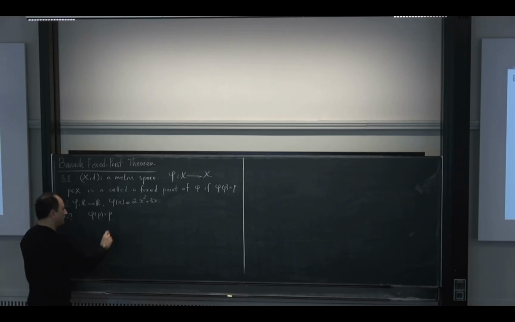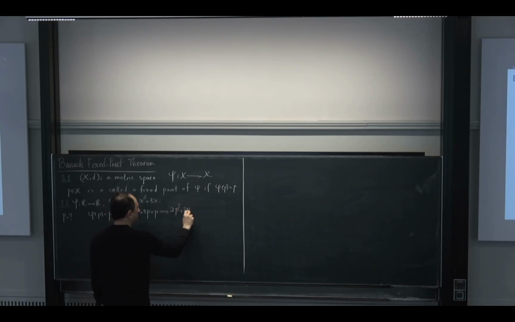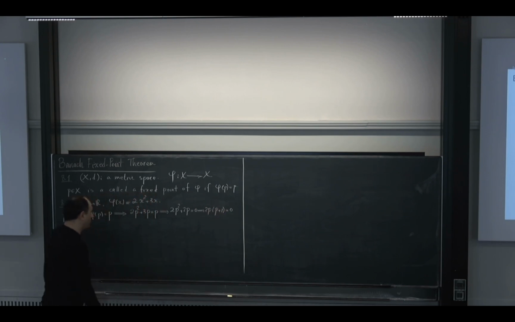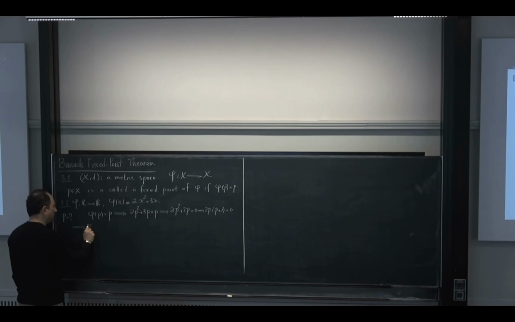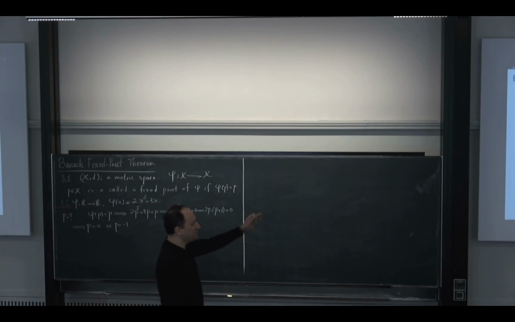So you just solve an equation. Phi of p means 2p squared plus 3p is equal to p. I bring p to the other side, so 2p squared plus 2p is 0, and I factor 2p, so it becomes p times (p plus 1) equal to 0, and I get two fixed values: p is equal to 0, or p is equal to minus 1. Simple. Do you want this as an exam question? Yes. So these are the fixed points.